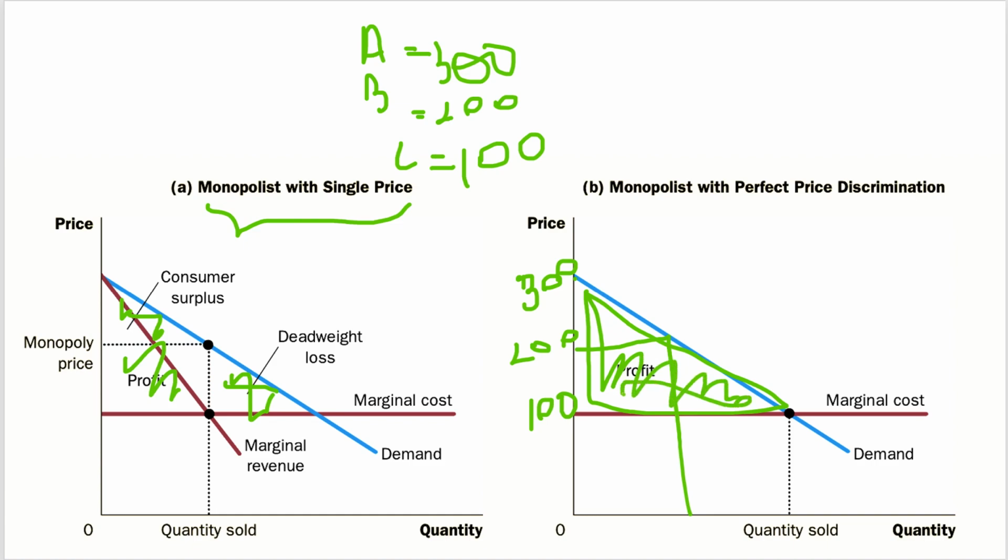Nothing will go to the consumer. This whole area will be the producer surplus, and this will also be known as the profit of the monopolist. This is higher than the marginal cost, because it is after the deduction of marginal cost. So there will be no consumer surplus, there will be zero consumer surplus. This overall will be the profit of the monopolist.